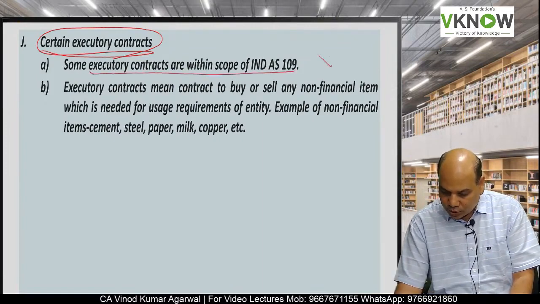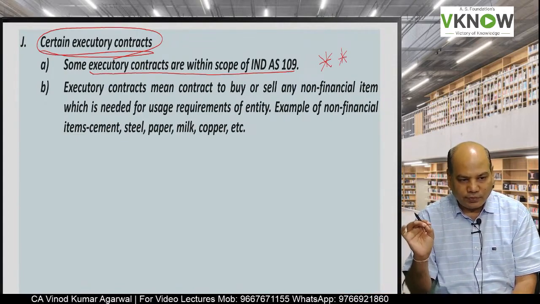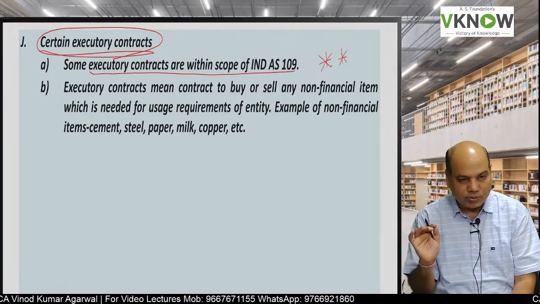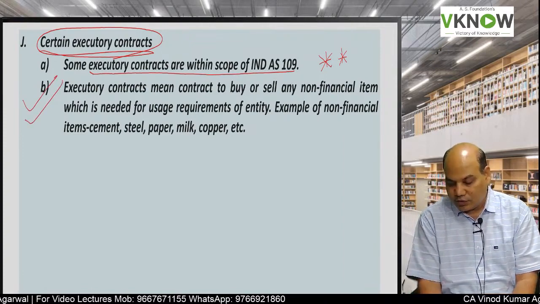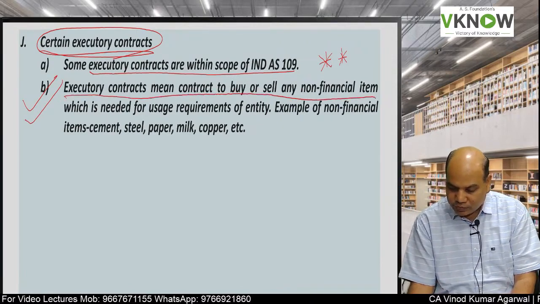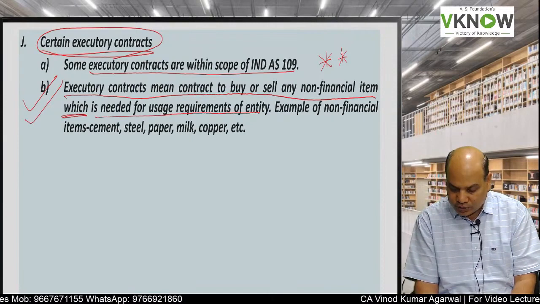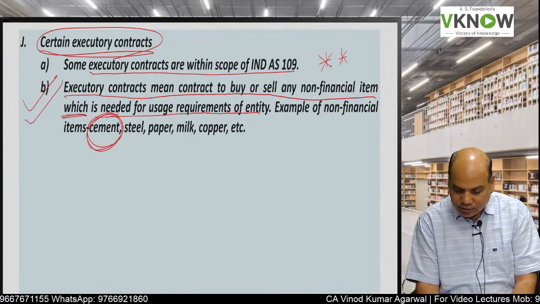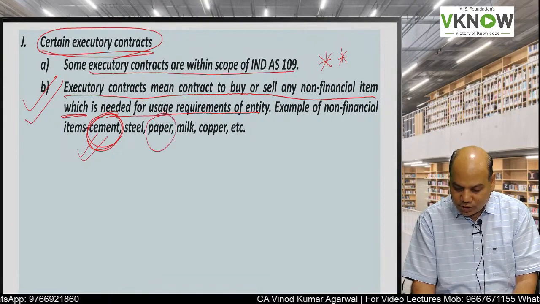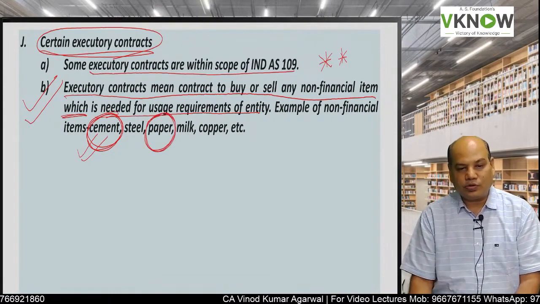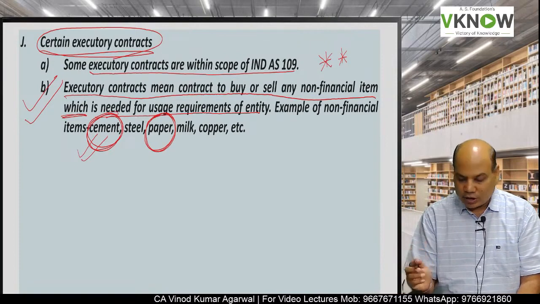So there will be a question on this part in the exam, whether this executory contract will form part of the financial instrument standard. For that I am going to tell you some important hints. Likely question from executory contract. Executory contract means a contract to buy or sell any non-financial item which is needed for the usage requirement of the entity. For example, a company which requires cement may enter into a future contract or forward contract to buy cement. A company which is printing books may enter into a future or forward contract to purchase paper. So these are executory contracts.